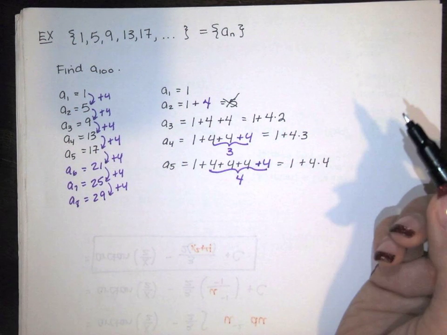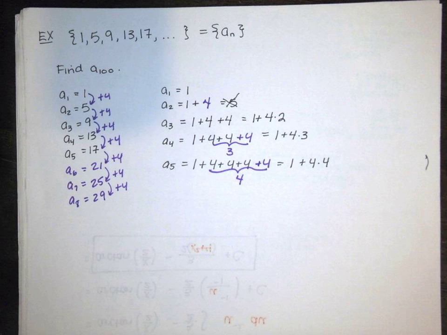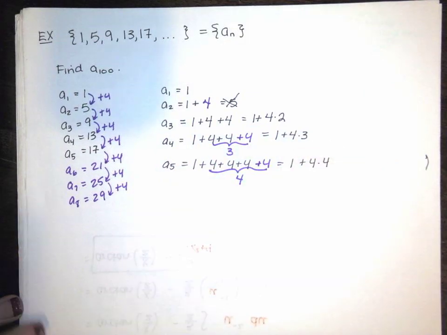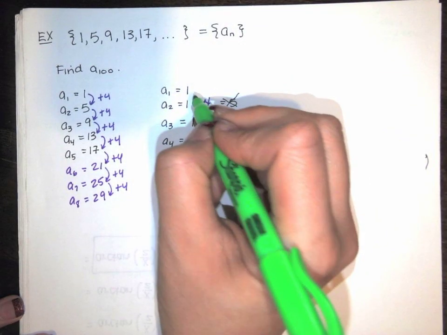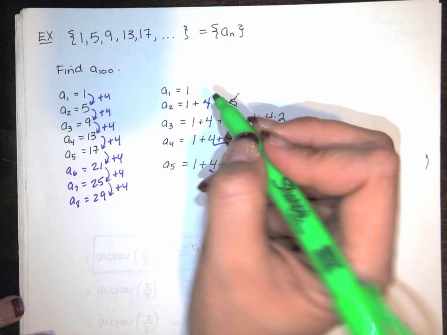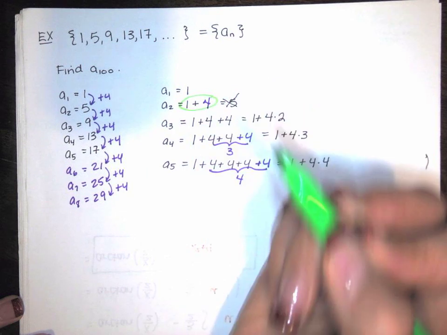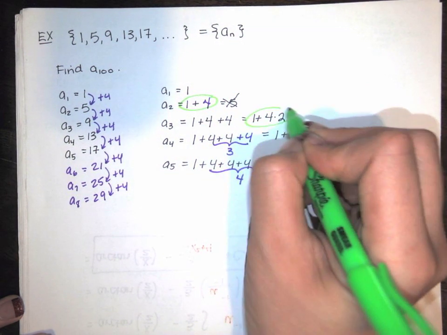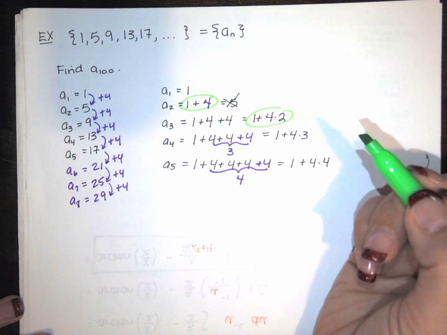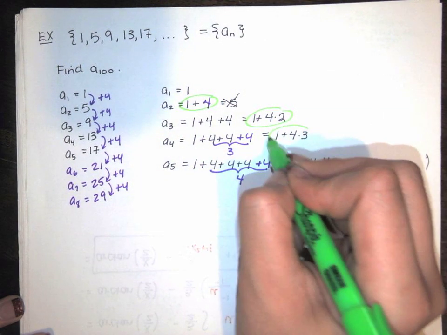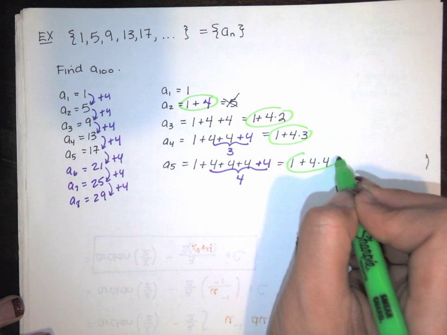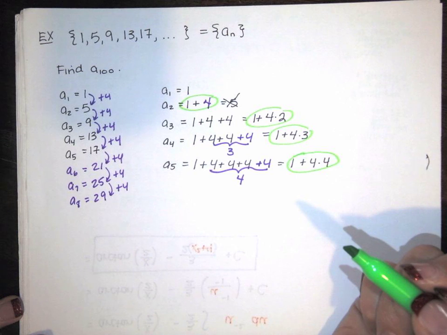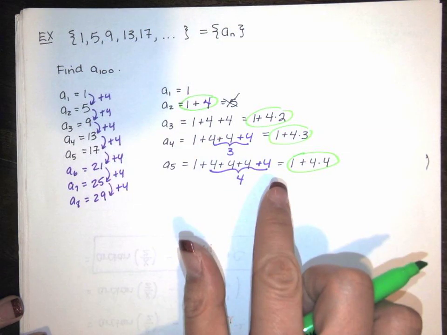Now look at this pattern. Do you see it? I hope you see it. Pattern recognition is hard. Teaching pattern recognition is hard. We're going to do the best we can. So a sub 1 just has a 1 in it. A sub 2 has got a 1 plus a 4. A sub 3 is a 1 plus 4 times 2. A sub 4 is a 1 plus 4 times 3. A sub 5 is a 1 plus 4 times 4. So I think I see a pattern.